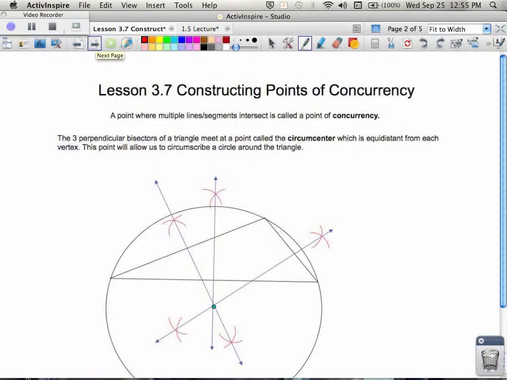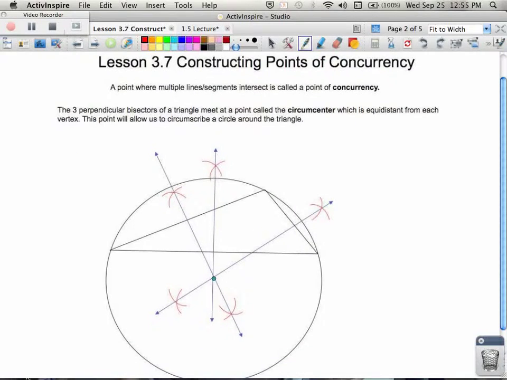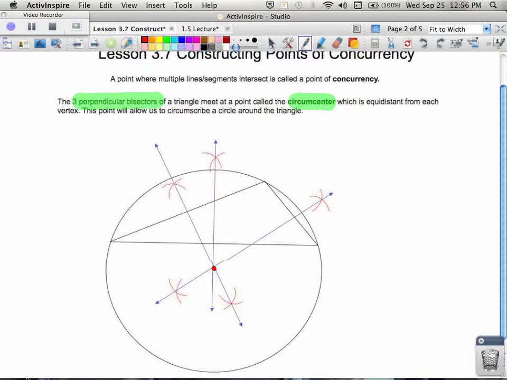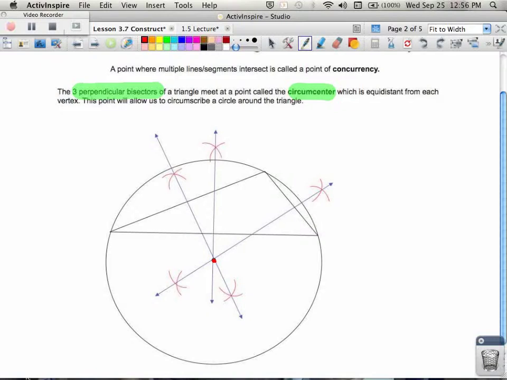The second kind of point of concurrency that we're going to talk about is one called the circumcenter. The circumcenter is using perpendicular bisectors. So I'll demo with two this time instead of three. Again, the third one verifies, but it's the perpendicular bisectors that create the circumcenter. The circumcenter is a point that, when generated, will allow you to use all three vertices of the triangle to draw a circle around the triangle. And again, that's with perpendicular bisectors.